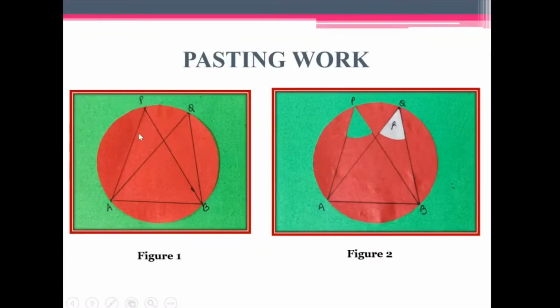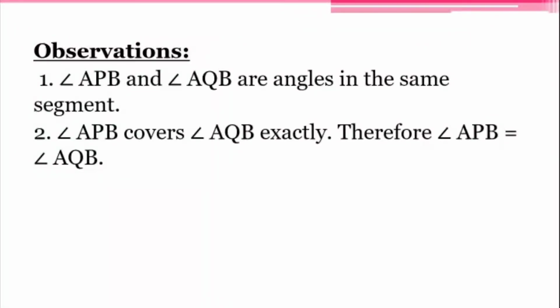And I have now cut out the sector from angle P. This is the sector that has been cut out, and I've inverted and pasted it on angle Q. And I can see that it is completely overlapping this angle Q. So let us see the observations now. APB and AQB are the angles in the same segment. We've seen that APB covers exactly angle AQB. Therefore, angle APB is equal to angle AQB.